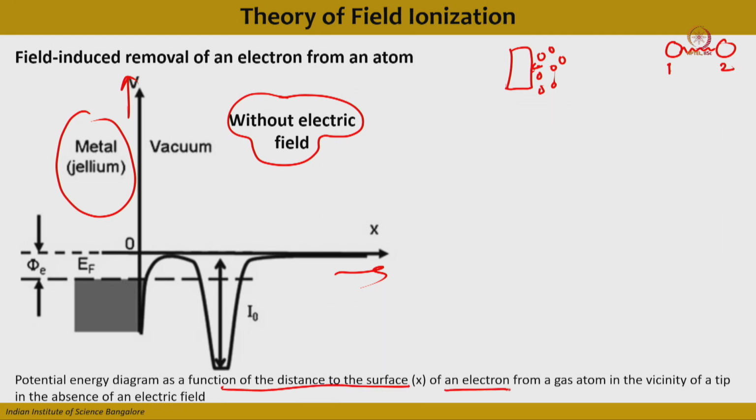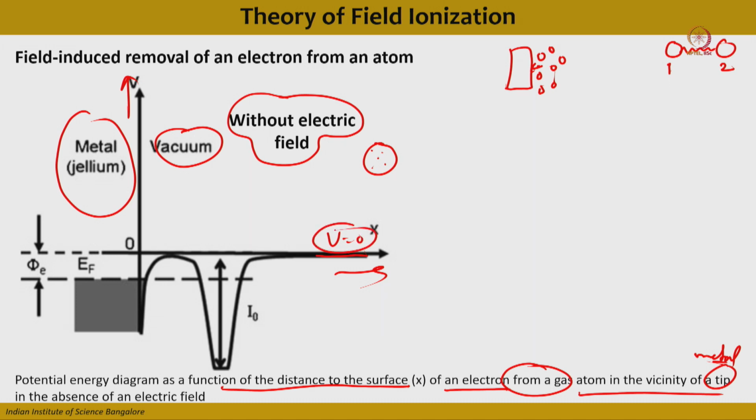of an electron which is present inside the gas atom in the vicinity of a tip, or in the absence of the electric field. Tip means it's a metal surface. This is a metal surface, this is a vacuum, and the gas atom which has electrons is far apart. At long distances you can see that the potential energy is almost 0. Your V equals 0. It means that the electron experiences minimal interaction with both the metal and the gas atom. So the potential energy is essentially 0.